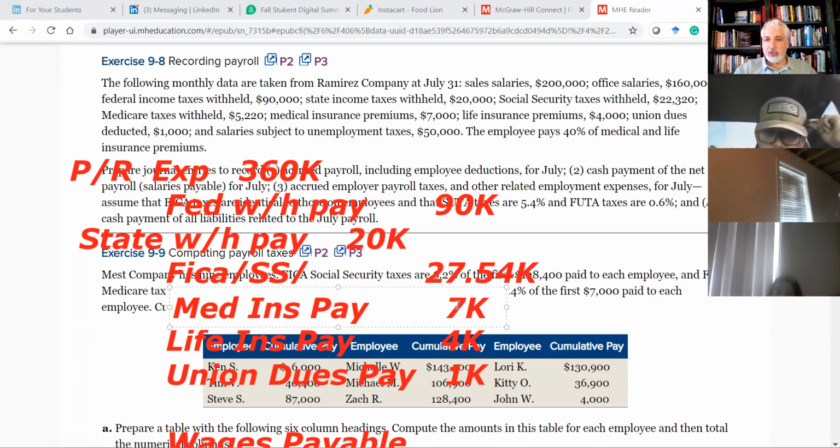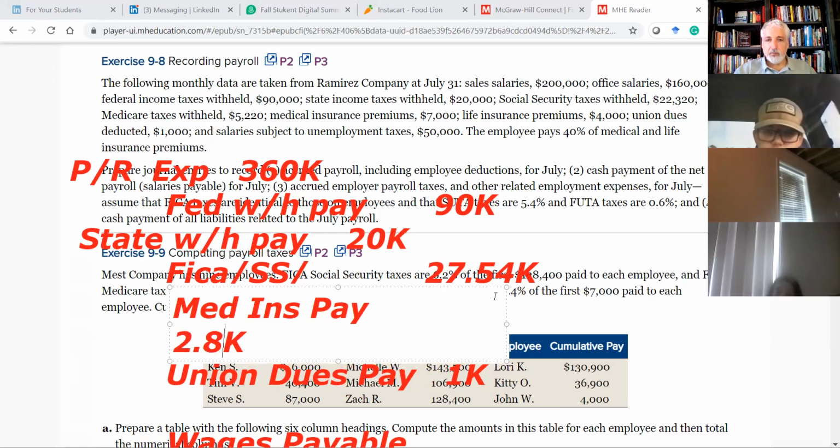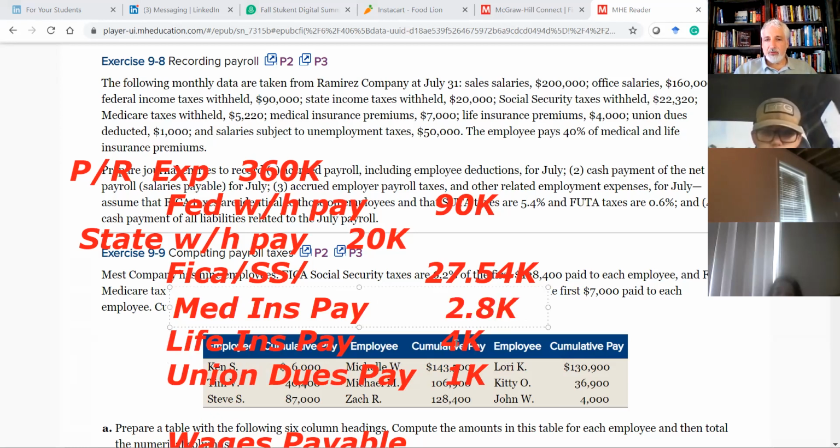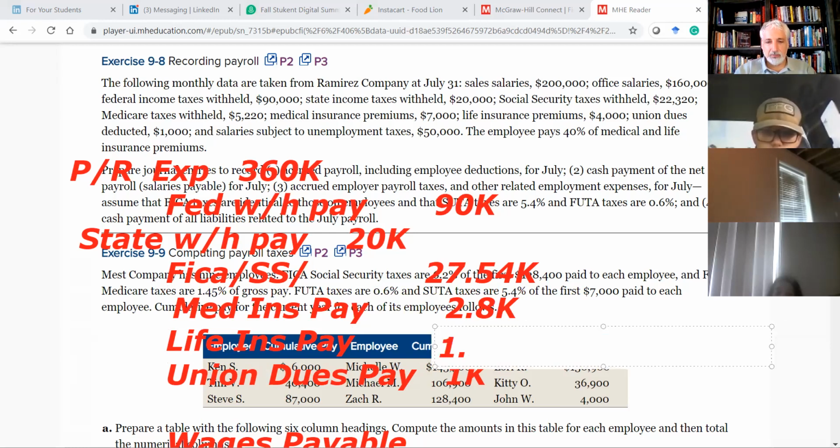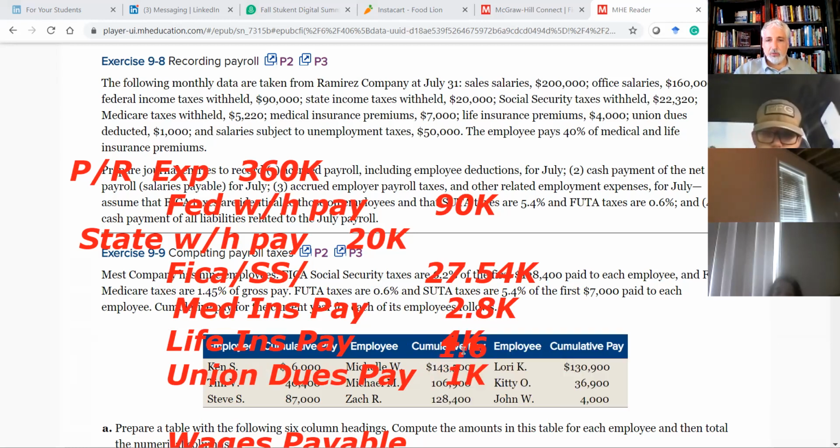And what's 40% of 7? What's 4 times 7? Probably sounds like 2.8 to me. And what is 40% of 4? Sounds like 1.6 to me. Probably is going to write over this, kind of messy. Okay, so 1.6, 2.8.